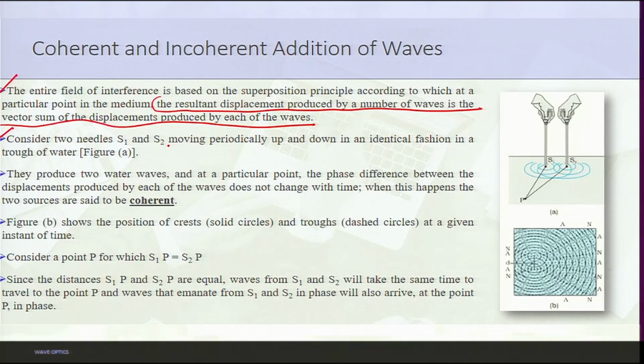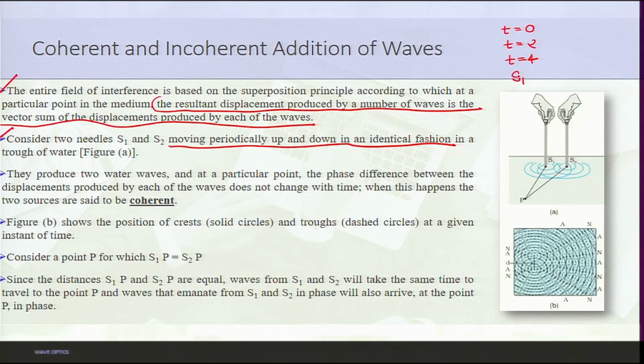And what does this line mean? Moving periodically up and down in an identical fashion. Periodically, as the name suggests, means, let us say, at time t equal to 0, at time t equal to 2, at some time t equal to 4.